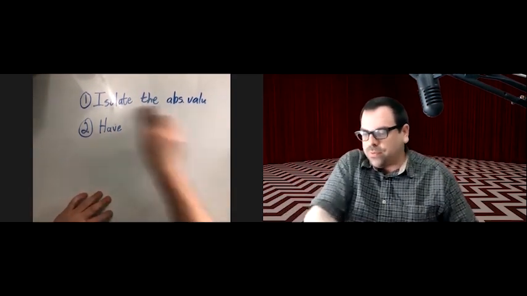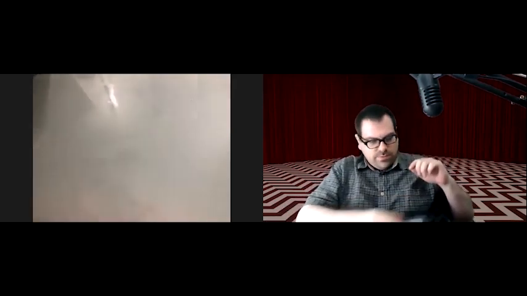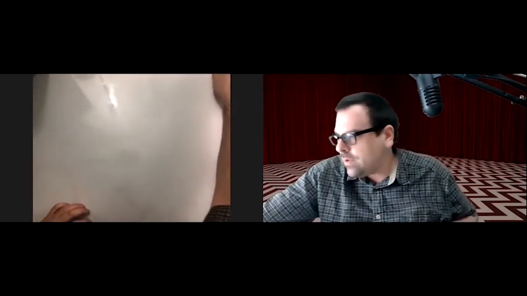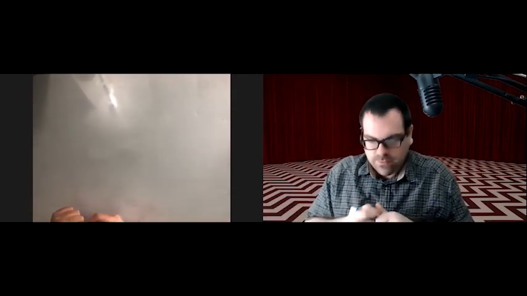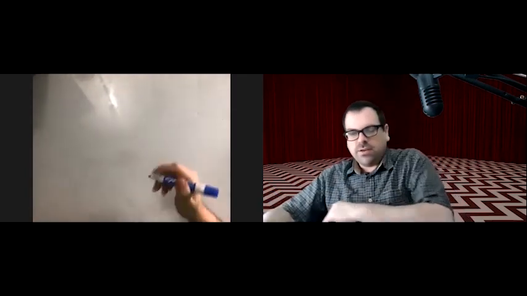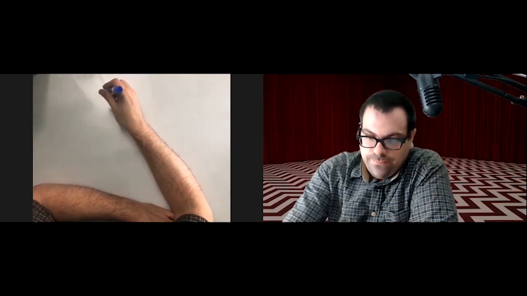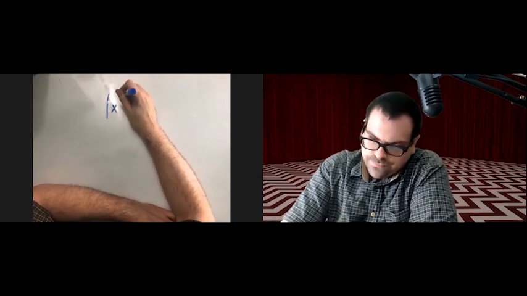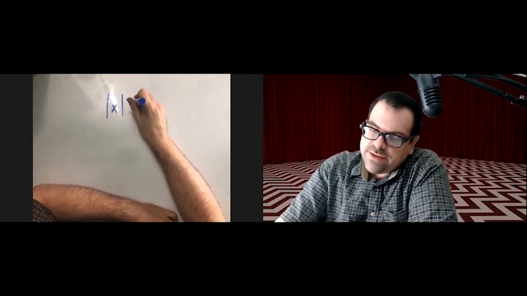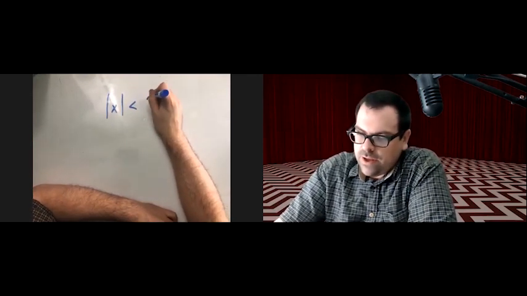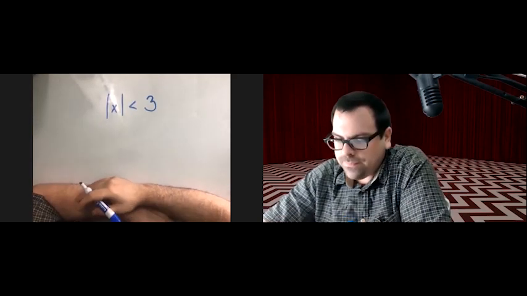To think about what this process is going to entail, let's break one of these down and dig deep into it. Figure out why it's going to give the things it does, and then we can use the process once we're convinced how and why it works. Let's take a look at, for example, the absolute value of x is less than 3. Okay?